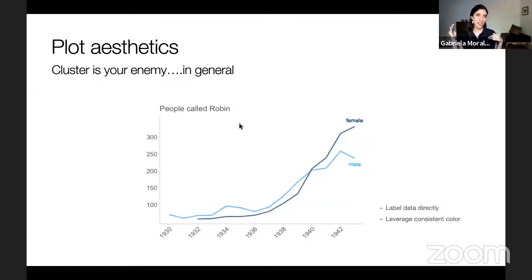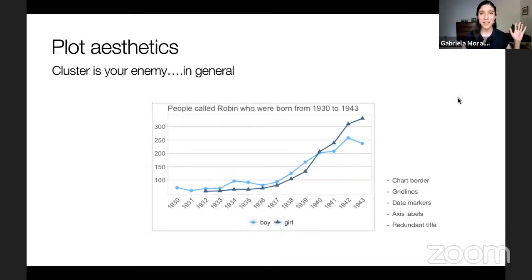So this is another way of showing that same graph. Oh, and I didn't even tell you what that graph was. Let me go back. So this is from the baby names dataset, and it's just a record of how many people in the US were named a specific name, and it has many names. And this is per year, so it's a big data set. And this is only, we filtered this data set for the name Robin, between the years of 1930 and 1943.